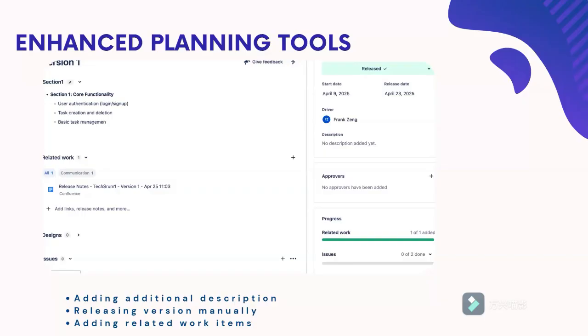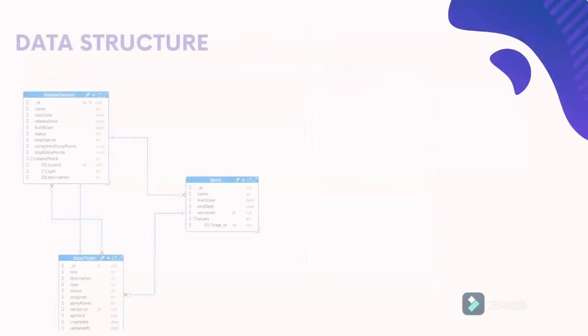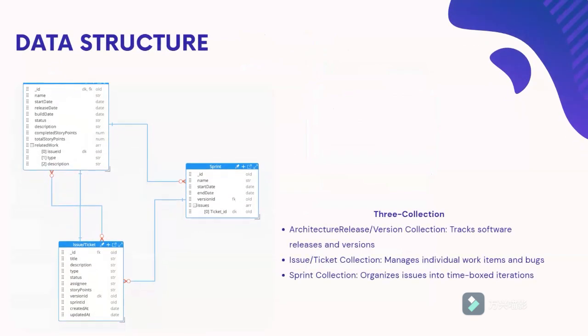Finally, let's look at the last slide, our system's data structure design. We adopt a 3-collection architecture. First, the release or version collection tracks the software releases and versions. The issue ticket collection manages individual work items and bugs. The sprint collection organizes issues into time-boxed iterations. This design clearly shows the relationships between the 3 collections, and they connect with each other through separate IDs. This architecture ensures data integrity while maintaining good flexibility.